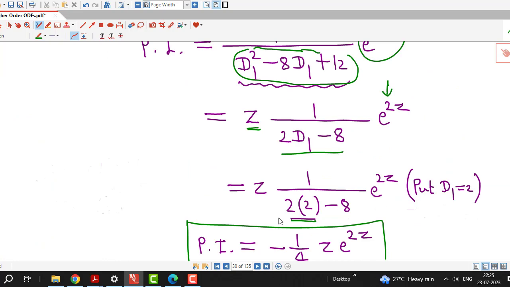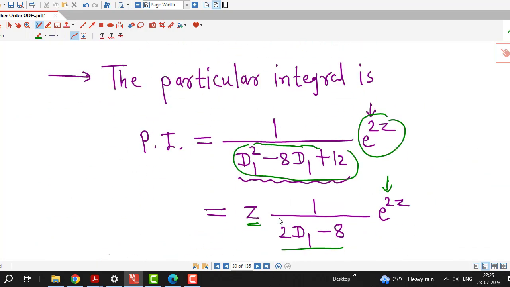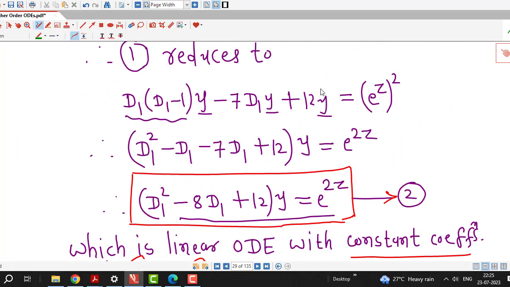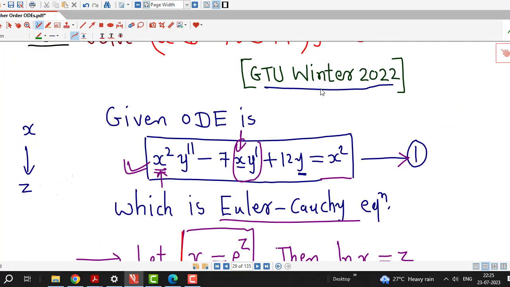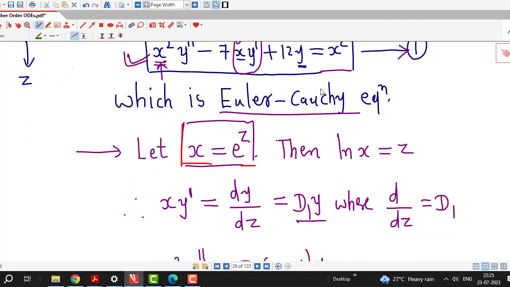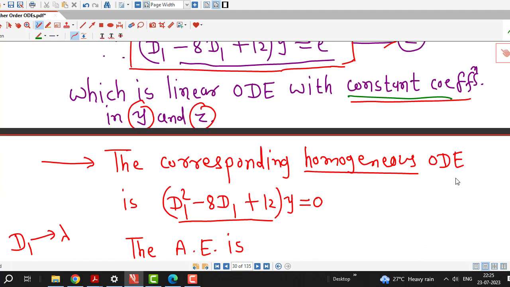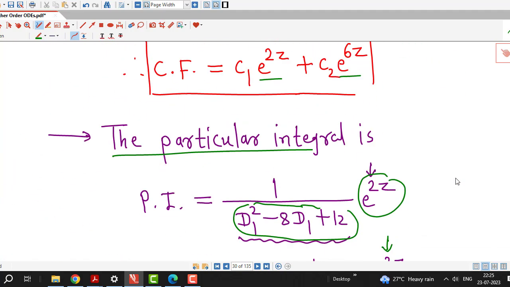So this is a nice question. We are able to apply shortcut method to obtain particular solution or particular integral, and because given equation is Euler-Cauchy equation, we are able to convert it into differential equation with constant coefficients, and then we can easily solve it.